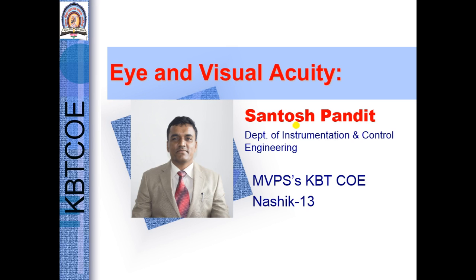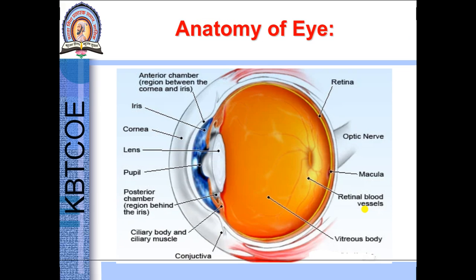Today we are going to see a lecture on eye and visual acuity. Here we are going to focus on the anatomy of the eye, that is, various parts of the eye. As seen, we have cornea, pupil, iris, lens, anterior chamber, vitreous humor, retinal blood vessels, retina and optic nerves with macula. So all the parts of the eye with their functions we are going to discuss.